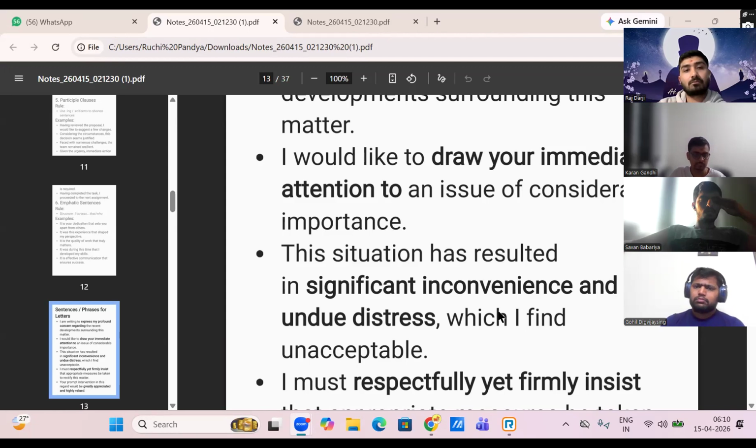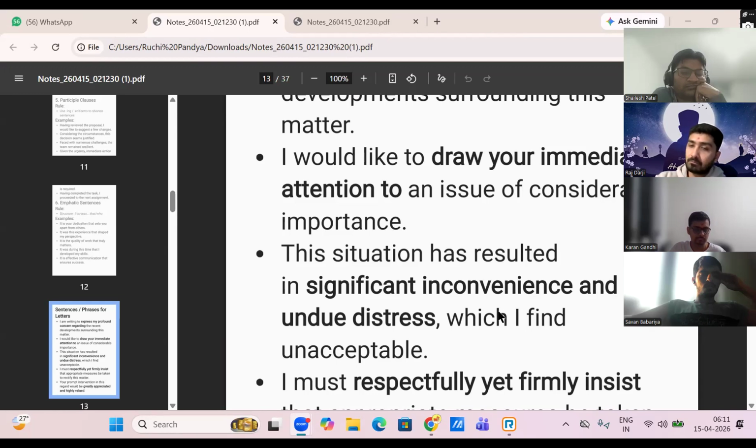What is the meaning of undue distress? What is undue? Significant inconvenience and undue distress. Undue means not proper, not appropriate, something that should not have happened. We say inappropriate, right? They have mentioned significant inconvenience here, so does this have the same meaning as undue distress? What is the meaning of significant?